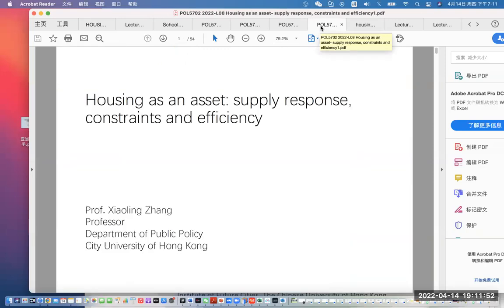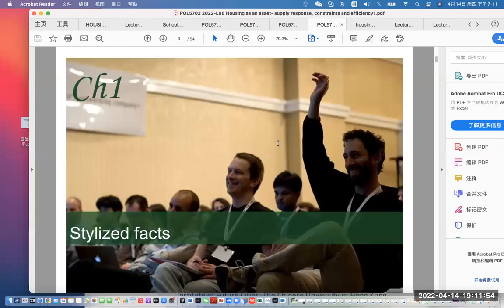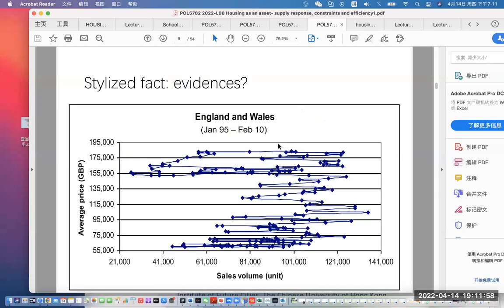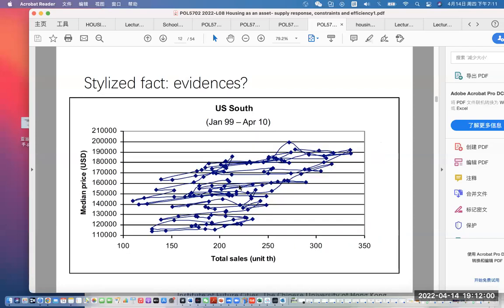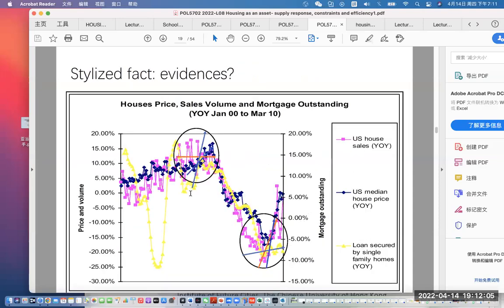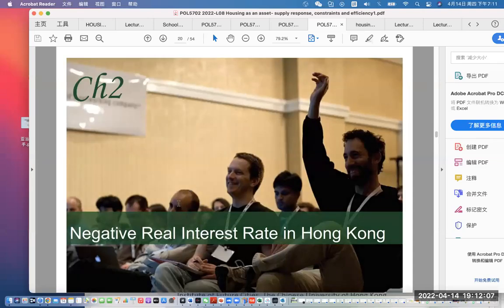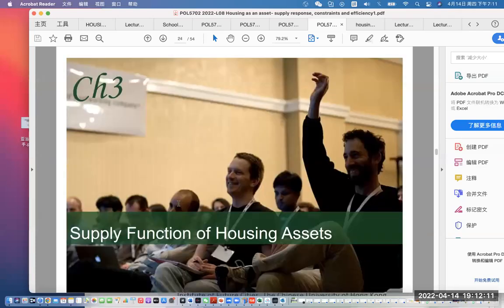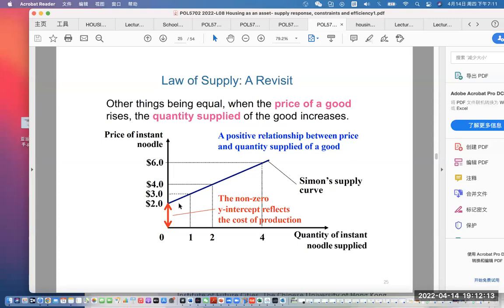And then we come to housing as a set, the efficiencies in terms of set, and why it has such set problems. For this lecture, I think the quite important part is the negative real interest rate section. You can try to spend more time on this part, and also the section 3 part.